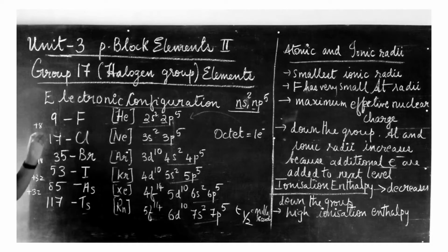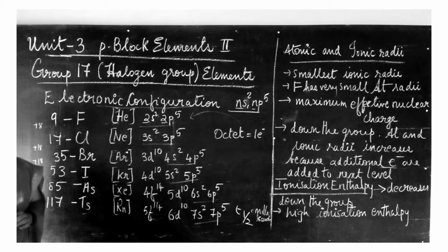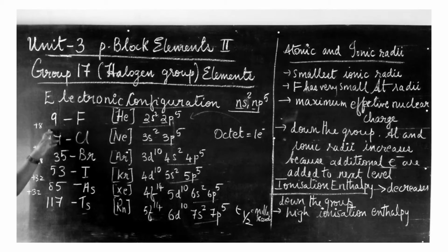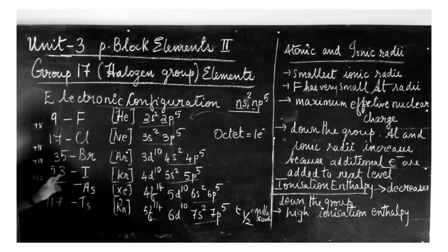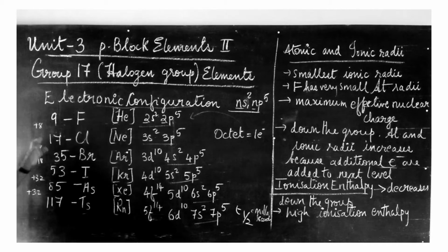So, to write the electronic configuration for these elements, we require the atomic number, right? For fluorine, the atomic number is 9, chlorine 17, bromine 35, iodine 53, astatine 85 and tennessine 117. So, how to remember these atomic numbers of these halogen elements?